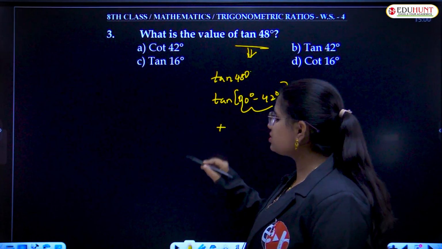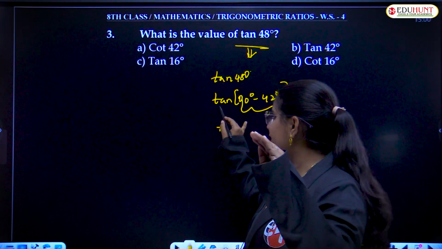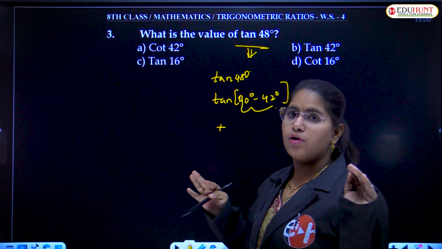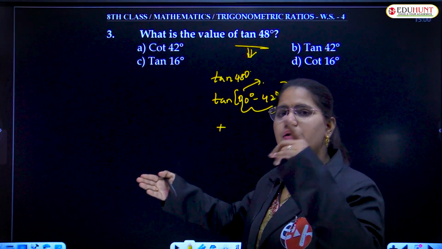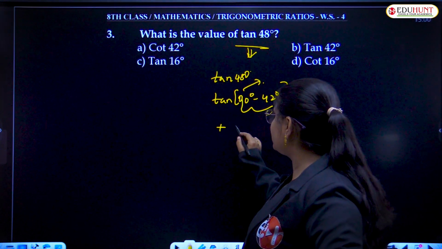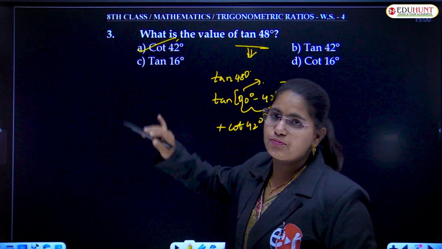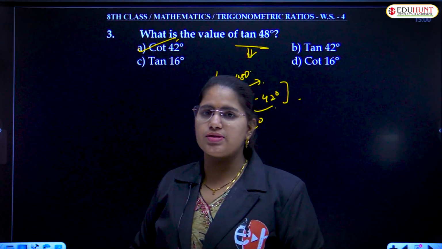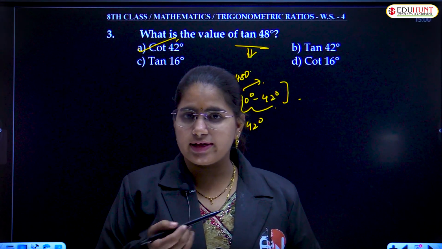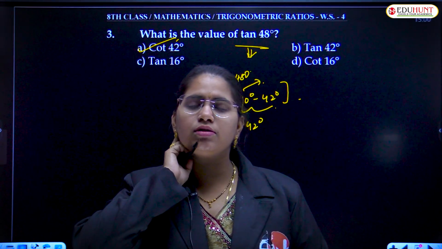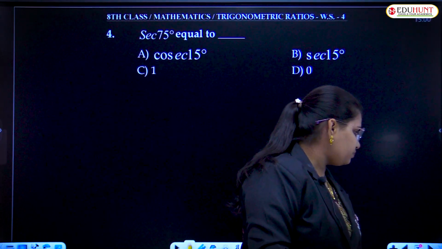So, this will become positive, correct? And now, let's see whether tan changes to cot or remains tan itself. Obviously, it changes because 90 degrees can be written as 90 into 1, which is an odd multiple of 90. So this changes to cot 42 degrees, which is option C. Am I clear with it, guys? Understood? Yes. Shall I get to the next question with your permission? Yes, very good. Let's get to the next one.